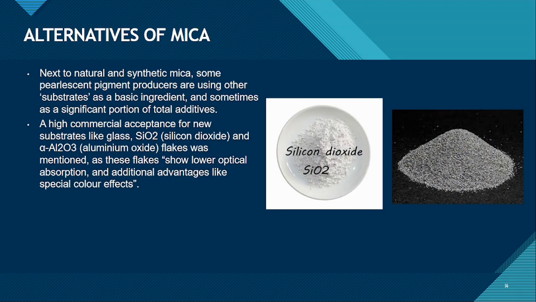Next to natural and synthetic mica, some pearlescent pigment producers are using other substrates as basic ingredients and sometimes as a significant portion of total additives. A high commercial acceptance for new substrates like glass, silicon dioxide, and alpha aluminum oxide flakes was mentioned, as these flakes show lower optical absorption and additional advantages like special color effects.